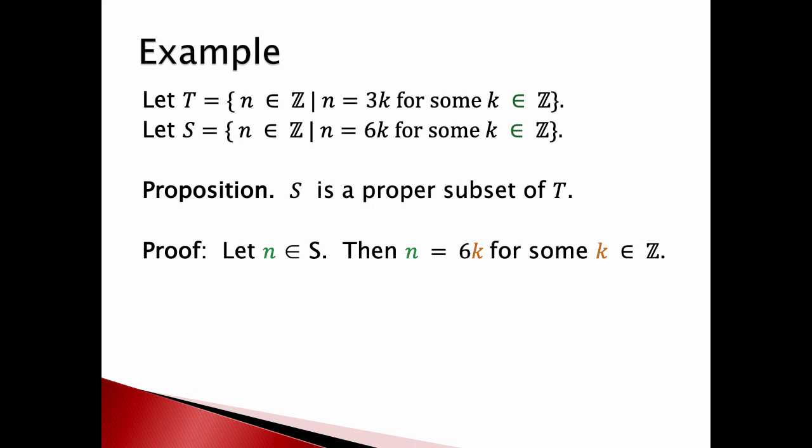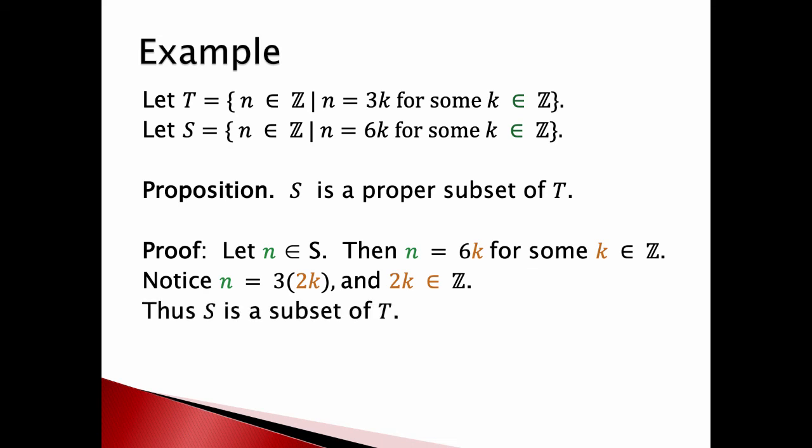So how do I do that? Well, that's easy, right? You just factor the 3 out. So if n is equal to 6k, then I could rewrite that as 3 times 2k. And of course, 2k is an integer because k was, and multiplying it by 2 didn't change that fact. So n is now 3 times an integer. So that means that n has to be an element of T. And because n was an arbitrary element of S, every element of S is an element of T. Therefore, S is a subset of T.